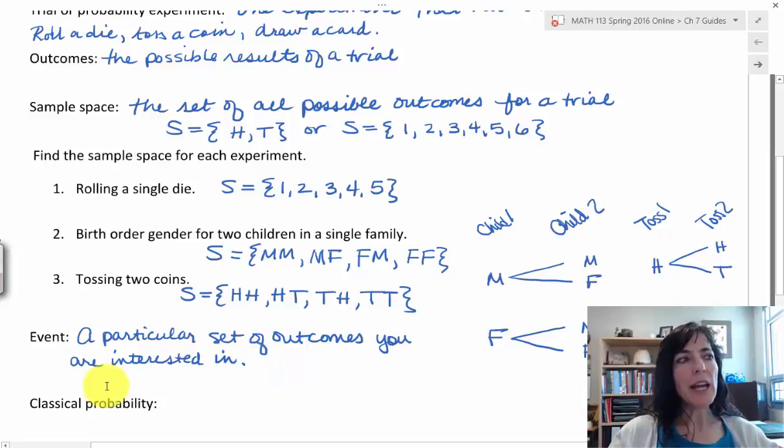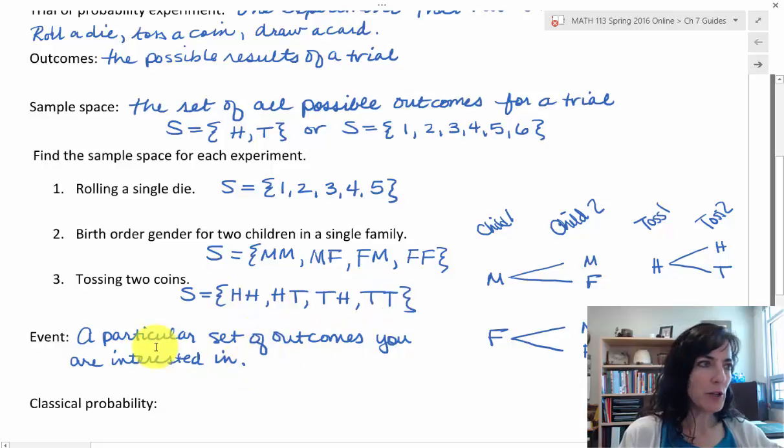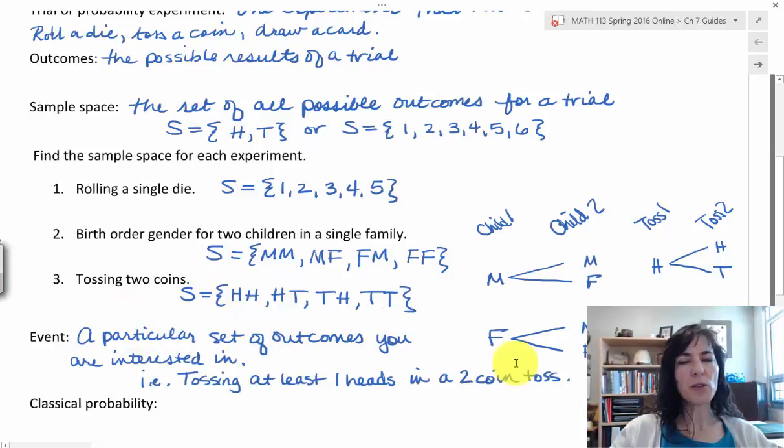Another definition: an event is a particular set of outcomes that you are interested in. So I might make an event for my tossing two coins where I say at least one of the coins is a heads. And then I can see this outcome would fit, this outcome would fit, this outcome would fit, but this one would not. So I'm picking a subset. And it could be the full set as well, but I'm picking a set of outcomes that I'm interested in. So for example, tossing at least one heads in a two-coin toss.